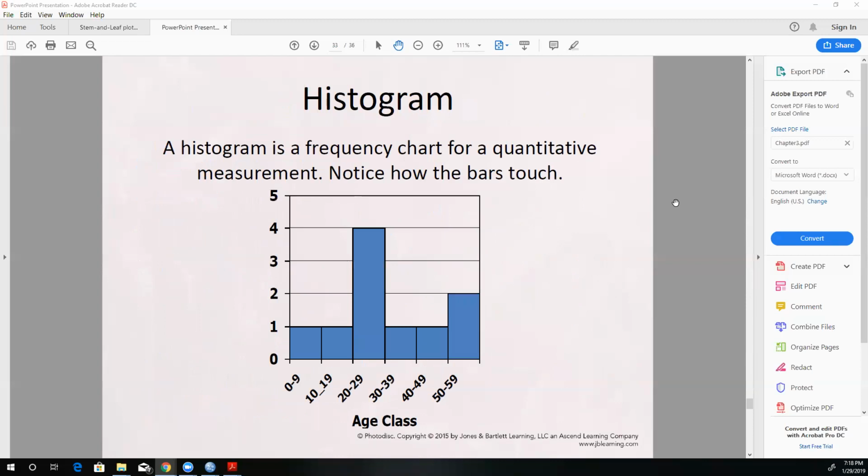Okay, histograms. Notice that in a histogram, as opposed to a bar chart, the points hit each other. So you're not going to have those differences in spread. And the reason for this is that when you're looking at histograms, you're looking at scale data.